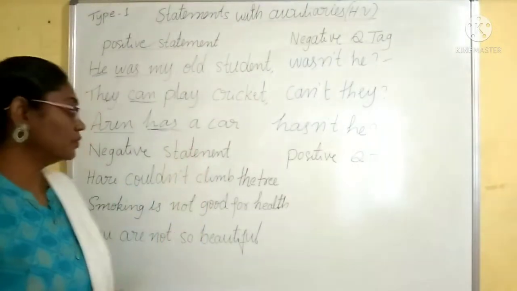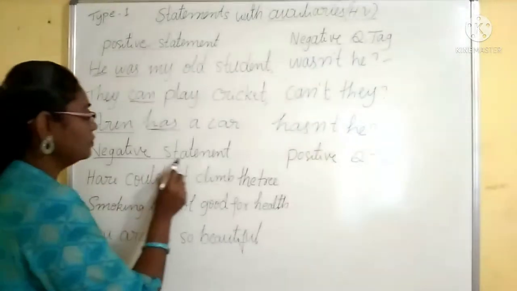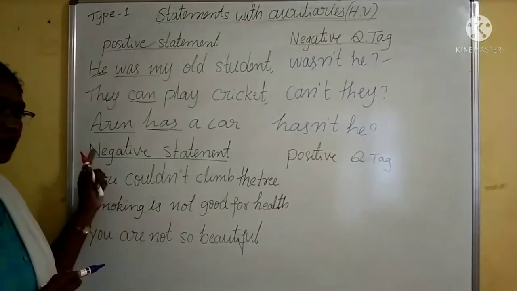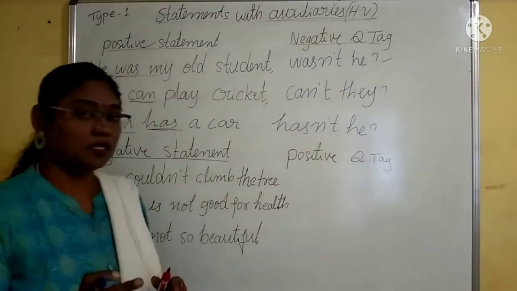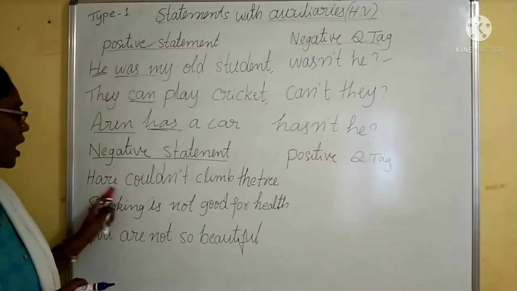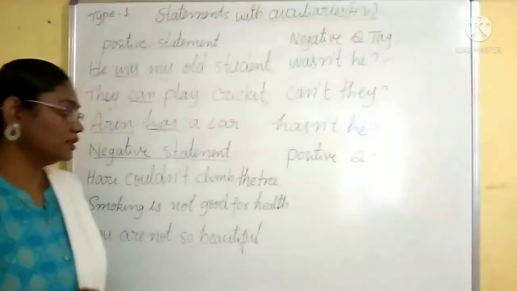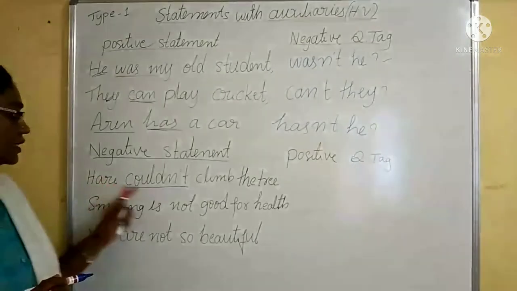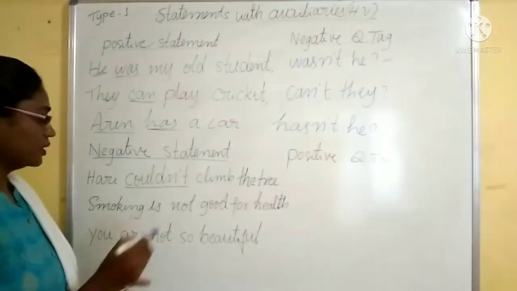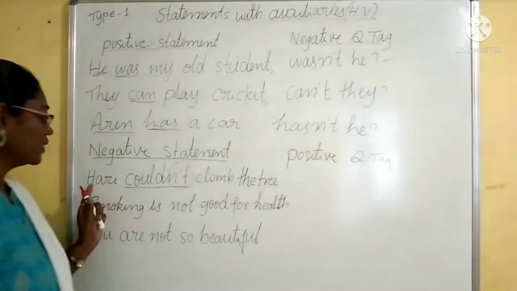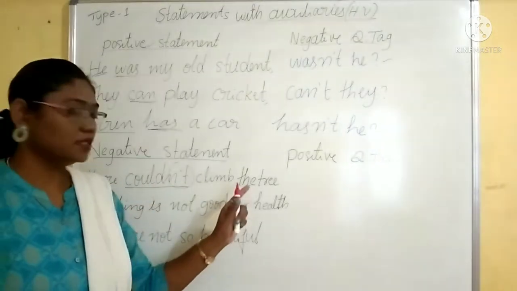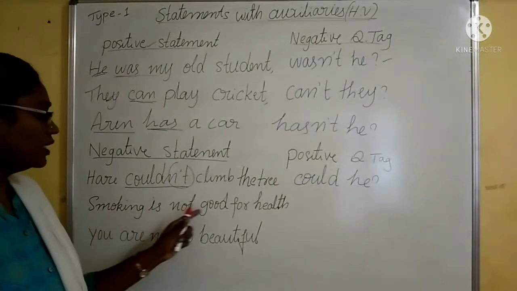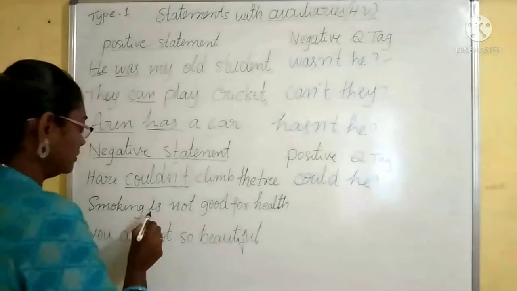Okay, now let's move on to negative statements. When the sentences are negative, how to make question tags? Hari couldn't climb the tree. Yes, couldn't. The sentence is negative, right? Because we have not here. Hari couldn't climb the tree, could he? That's it.